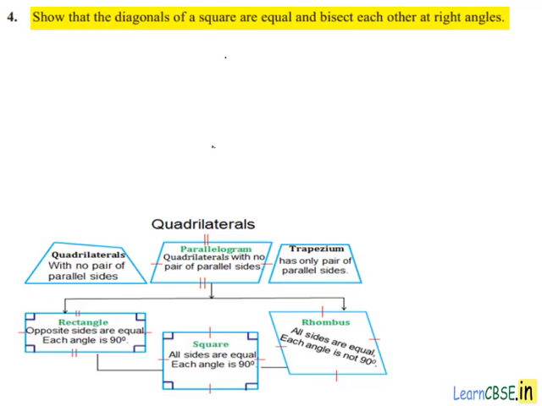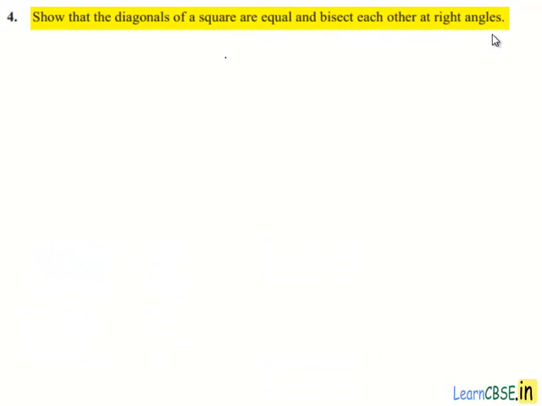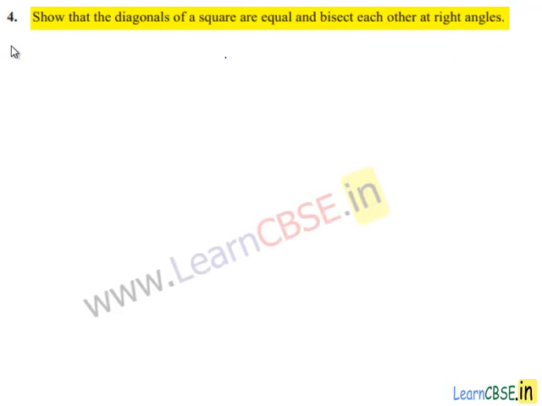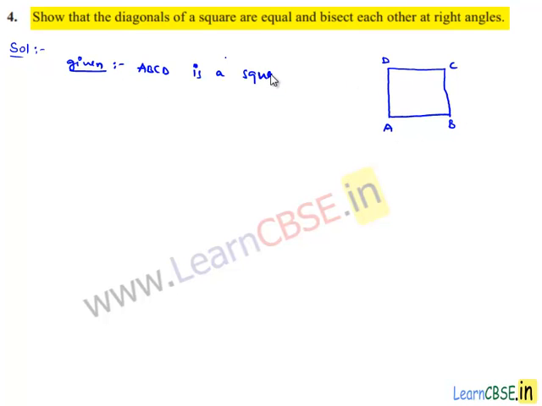Moving on to the 4th question. Show that diagonals of a square are equal and bisect each other at right angles. Now moving on to a solution. Let us note down the given information that he has given a square. So let us assume that a square ABCD, as ABCD is a square, we can say that all the sides in the square are equal. So here AB is equal to BC is equal to CD is equal to DA.